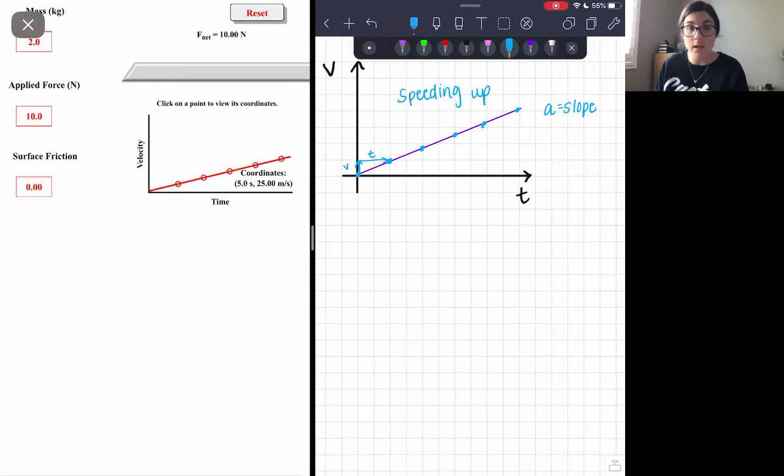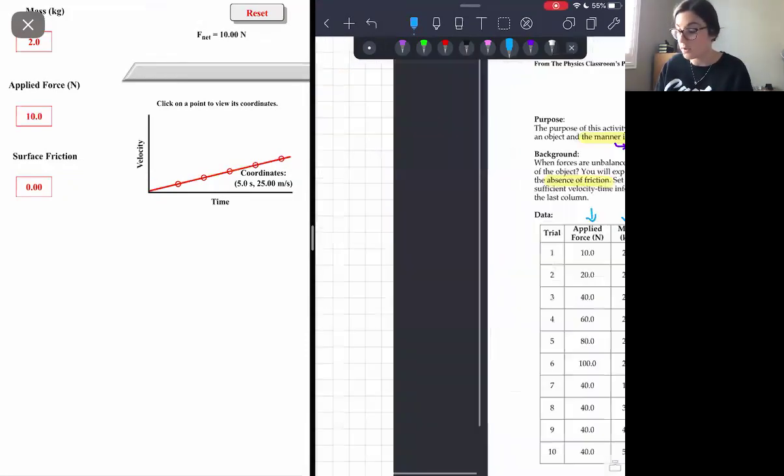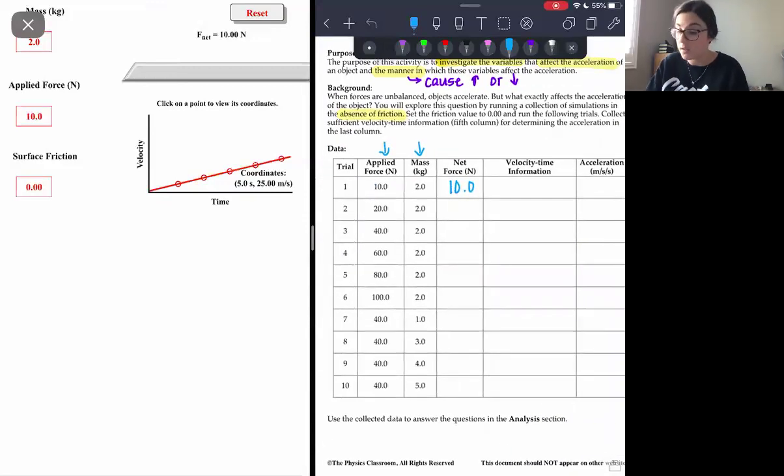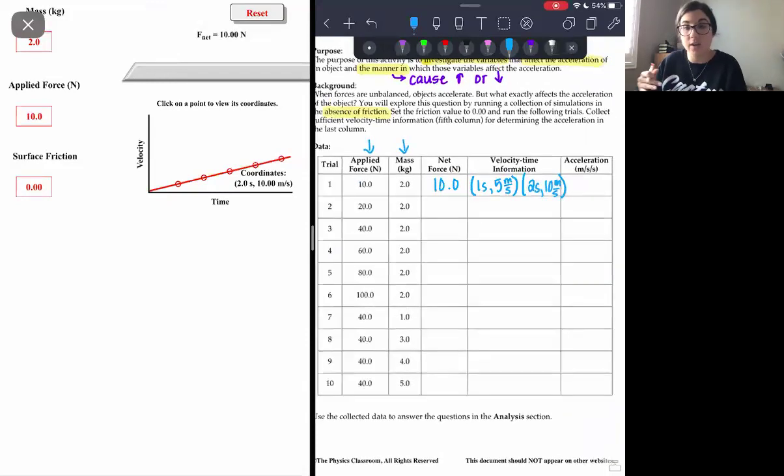So since we have a velocity time graph here in our simulation, I can use these data points to find my acceleration. I just need to pick two ordered pairs. So my velocity time information is going to be two ordered pairs that are going to help me find the slope. So I'm just going to pick some easy ordered pairs. The first one that I picked is 1 second and 5 meters per second. The second ordered pair, I'm just going to pick the next one, is at 2 seconds and 10 meters per second.